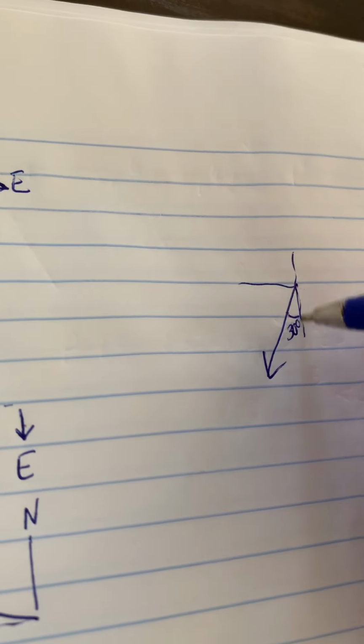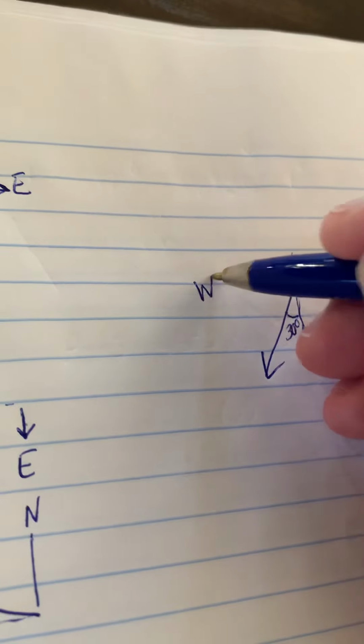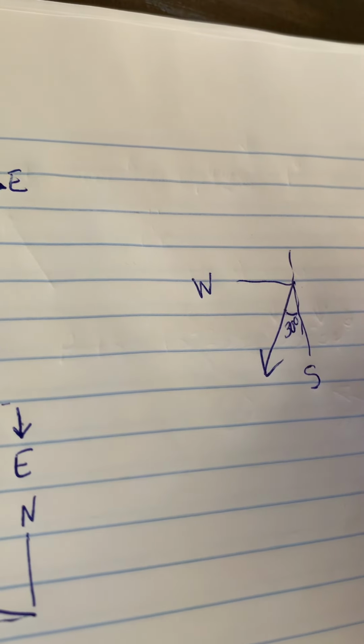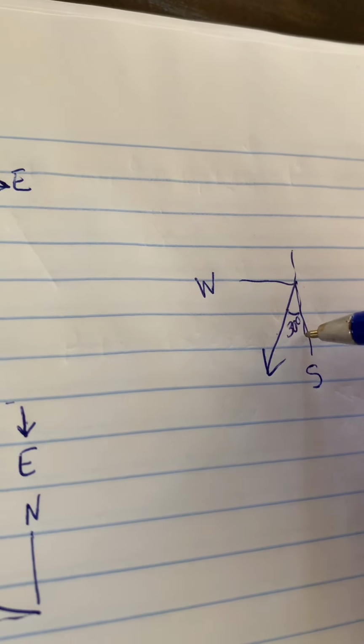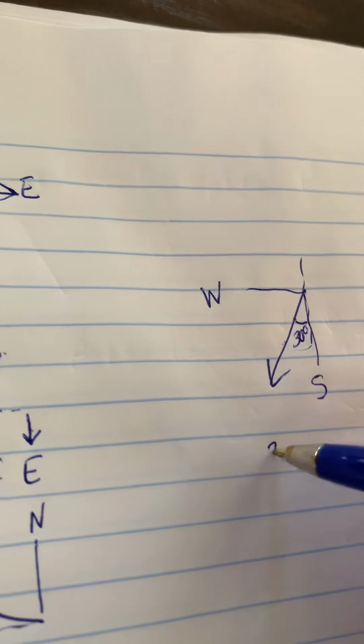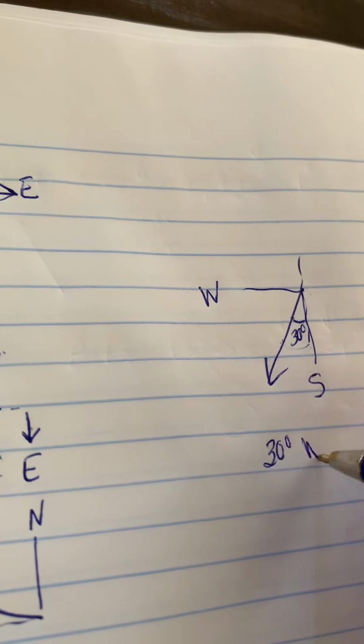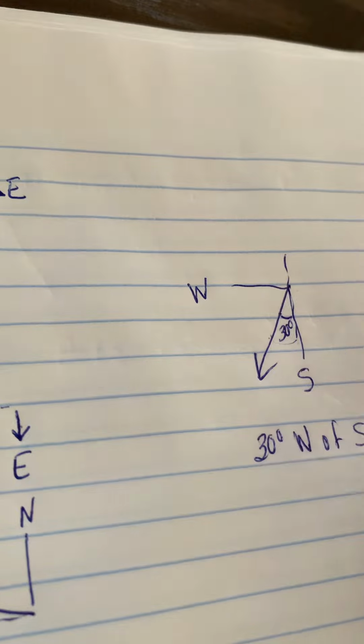Let's try another one. And say that's 30 degrees. You have to recognize this is in the third quadrant. This is west, this is south. So this is opening up in this direction. It's going to be 30 degrees west of south.